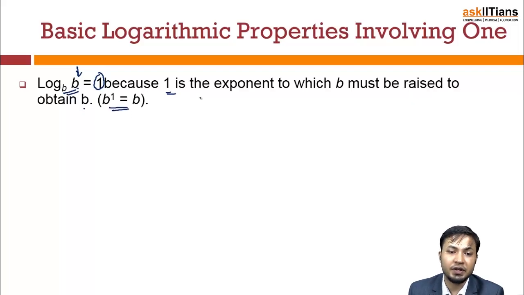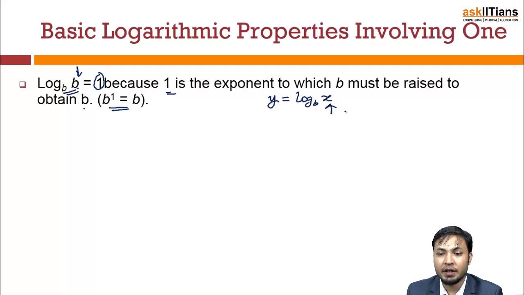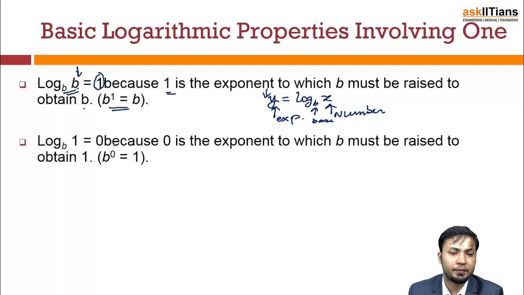You see, whenever I write an expression in this form, y is equal to log base b of x, this is my number, this is my base, and this is my exponent. So when the base and the number are the same, this exponent will always be 1, right? Let's look at this further.